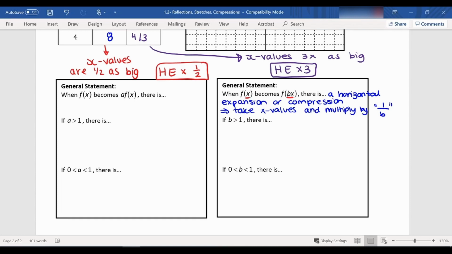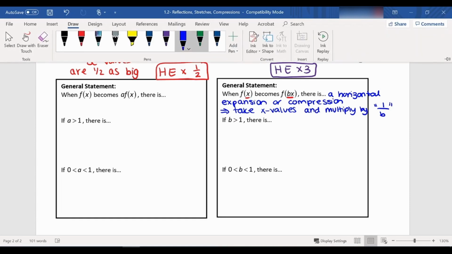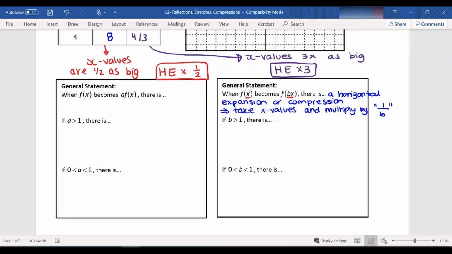So if b is greater than 1, this is going to be a horizontal compression by 1 over b, which if we had, say, a 4, means it's going to be a compression by 1 over 4. Most people find it easier to think about that as a compression. Everything's getting smaller. So if your b is bigger than 1, all your x values are going to get smaller.